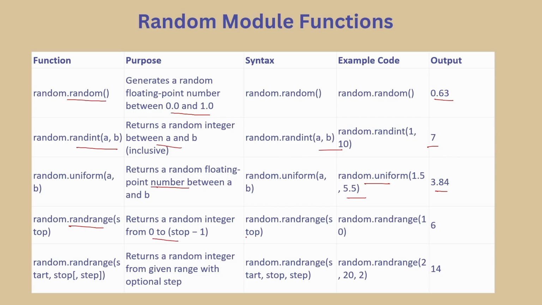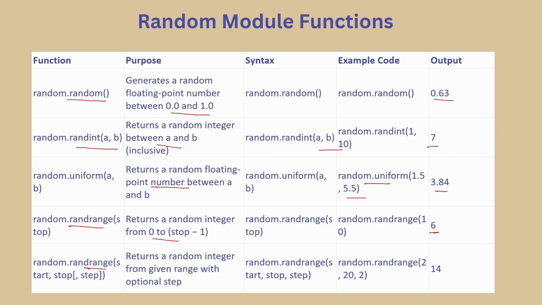random.randrange(stop). So when we say random.randrange(10), here we have this value 6. It says stop minus 1, so randrange will start from 0 and it will go up to 9. 10 is not included. Okay.